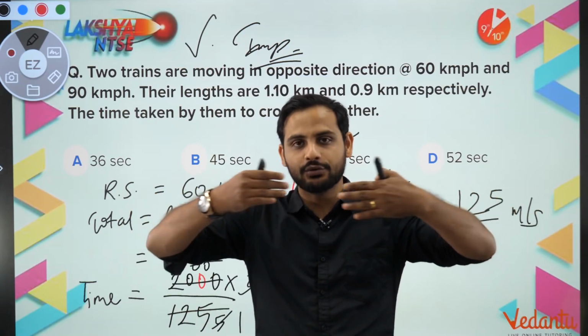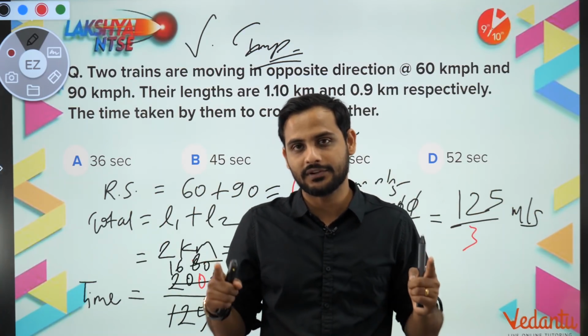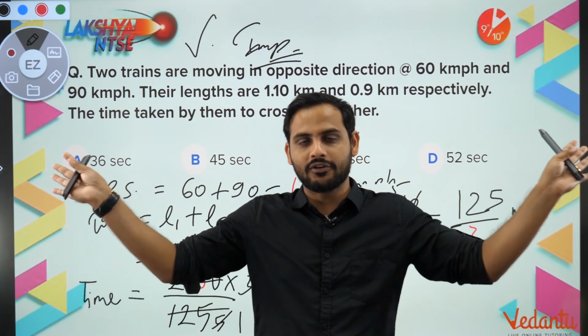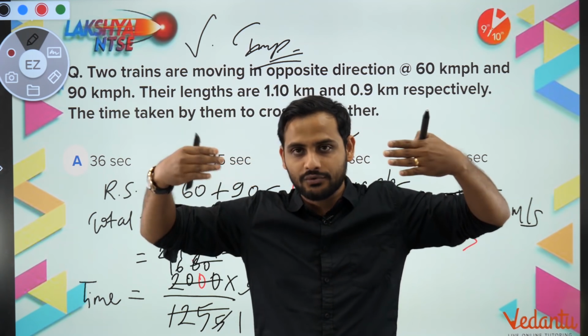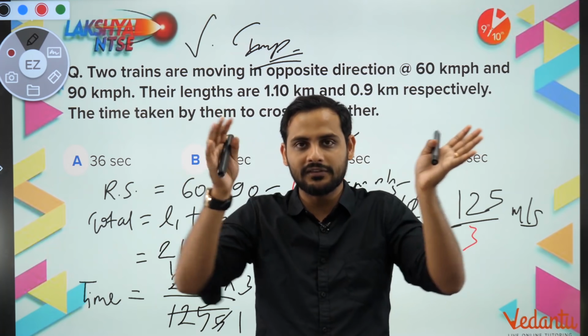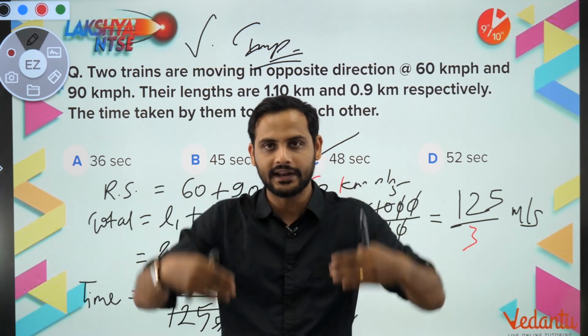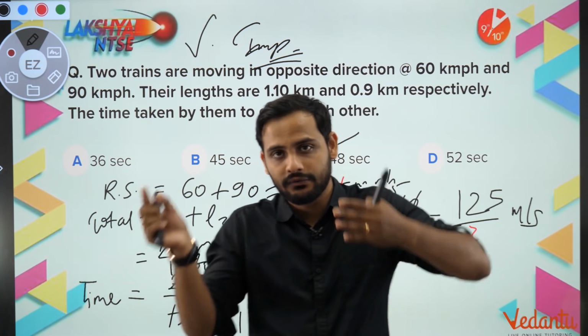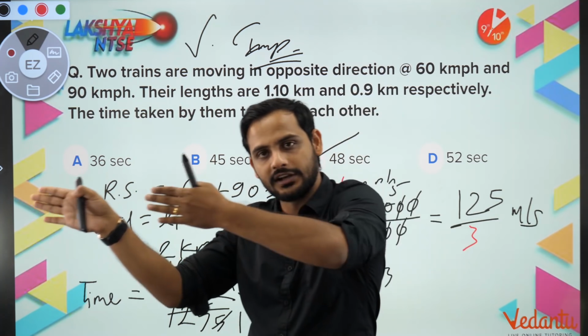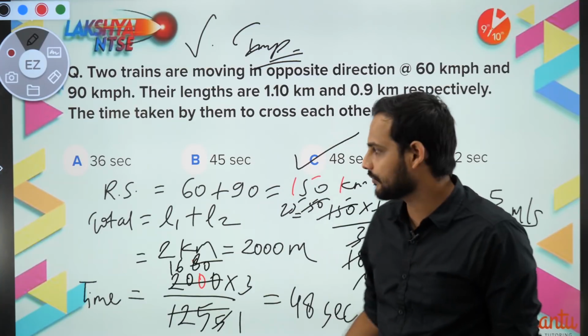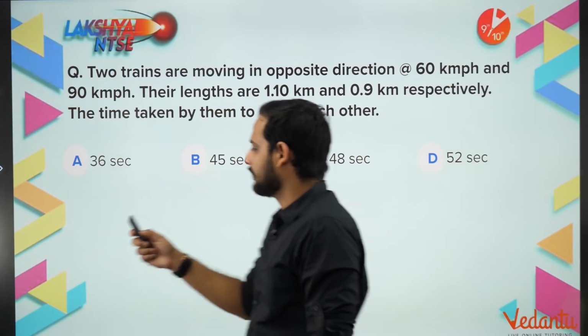When two cars are moving towards each other, that means moving in the opposite directions, the relative speed is x plus y. When two cars are moving in the same direction, the relative speed is x minus y. So these are the main concepts which we have learned today.